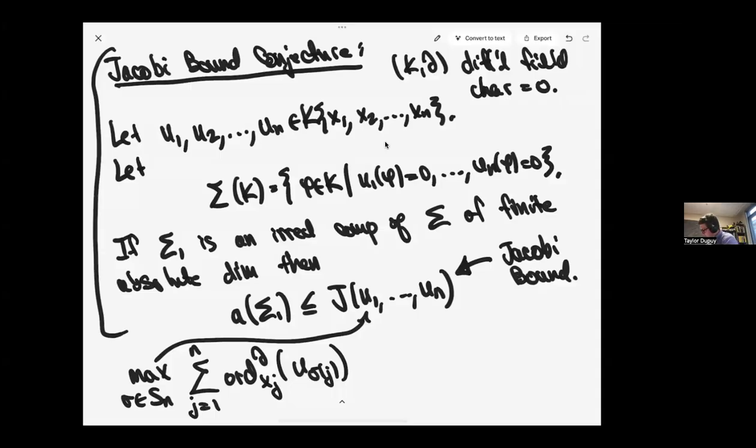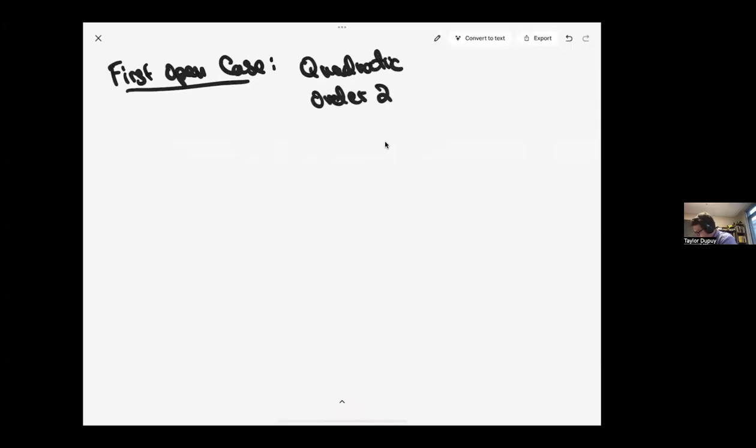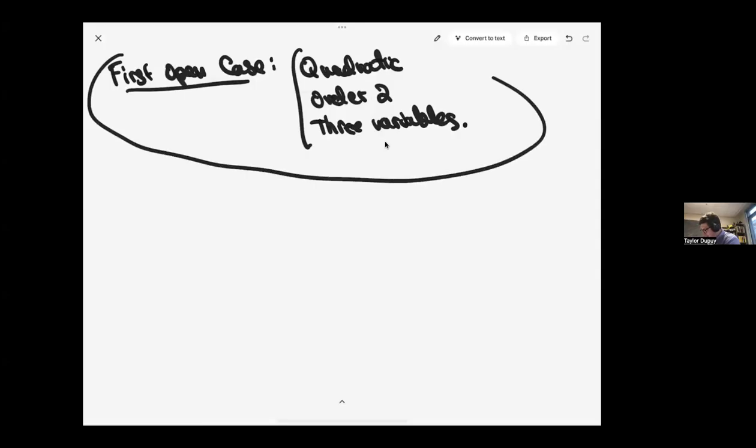Okay, so the first open case, let me just write this down, is the case of quadratic, order 2, in 3 variables. So 3 variables, 3 equations, and so this would be the first case that's completely open.